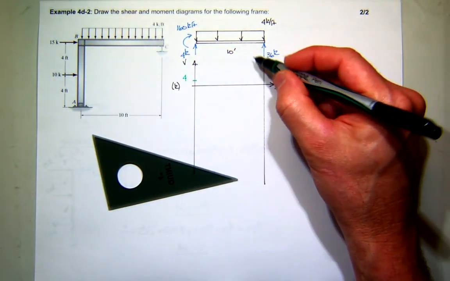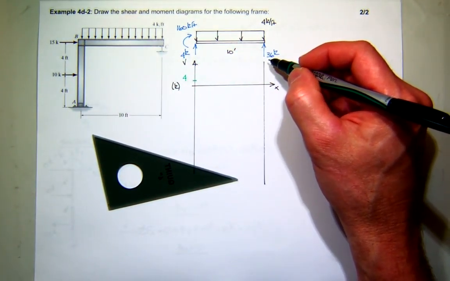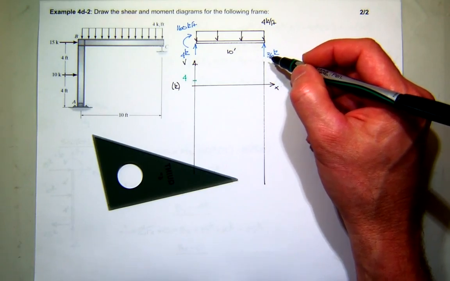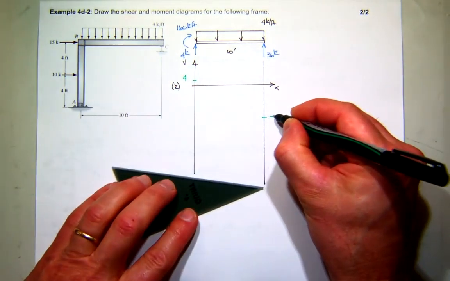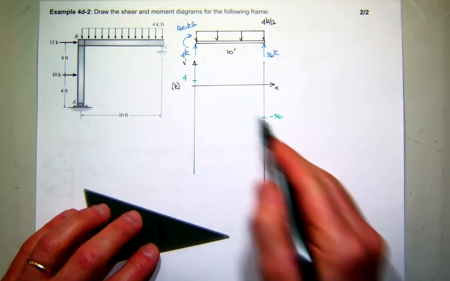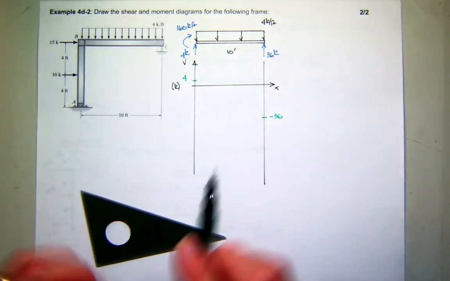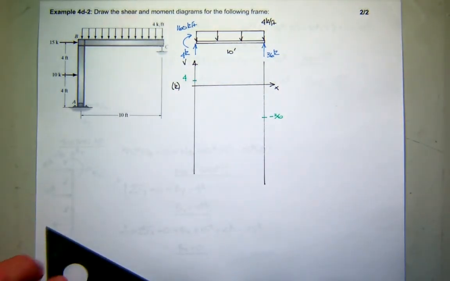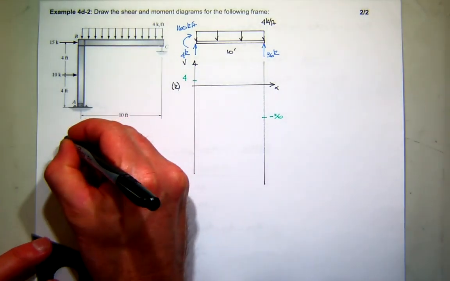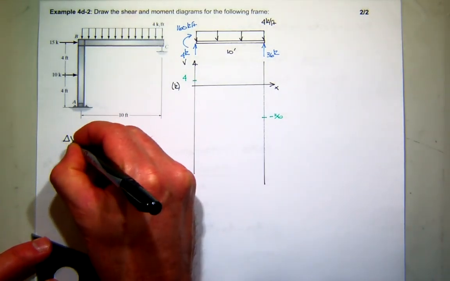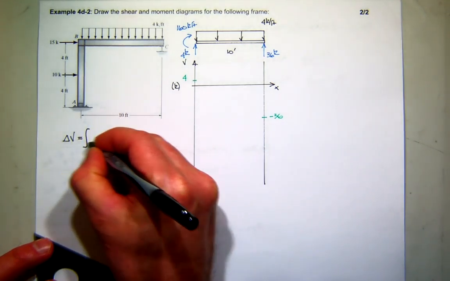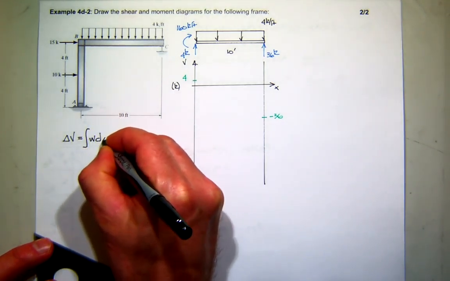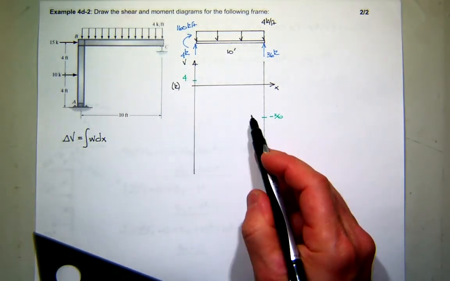Over here on the right-hand side, we have a force acting up of 36 kips. What kind of shear is that? Positive or negative? It's negative. So I know where I'm starting and where I should end. To make sure this is all matching, don't forget our basic principle that the change in shear between any two points is the area under the load curve. So let's apply that here.